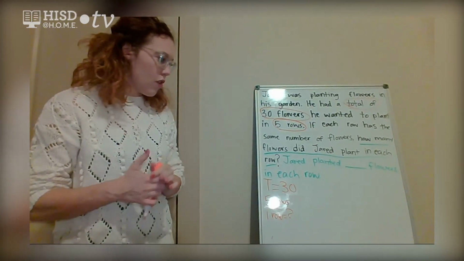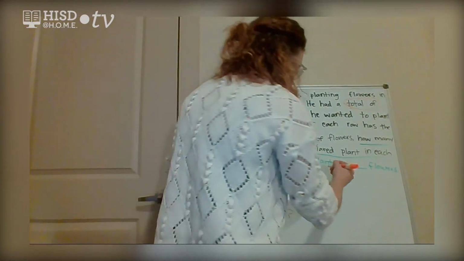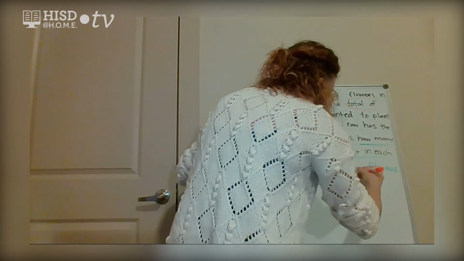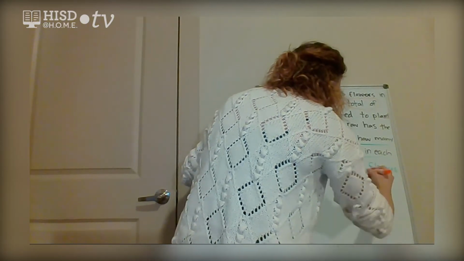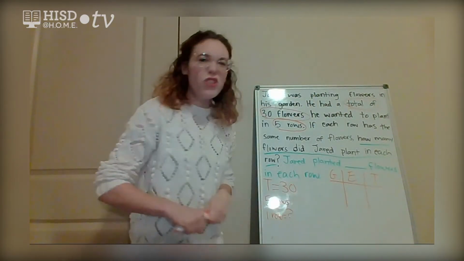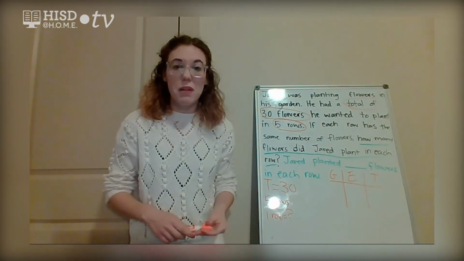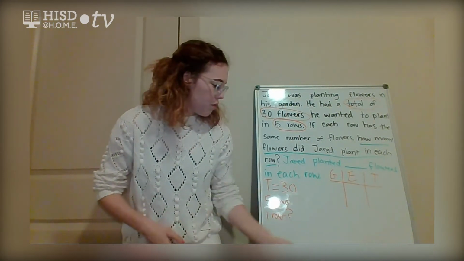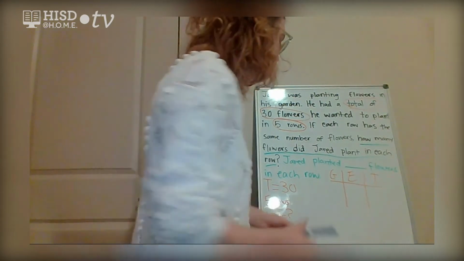Now, we can use our DEC strategy again. And although we don't use the word group, each row, our rows are going to be our groups, right? So our groups are 5 rows.